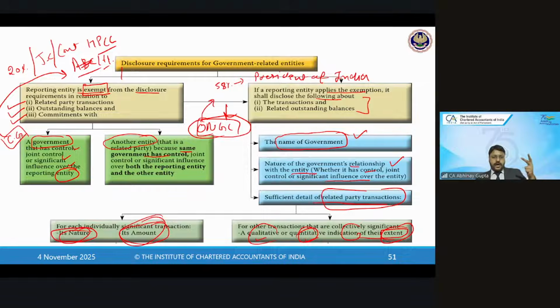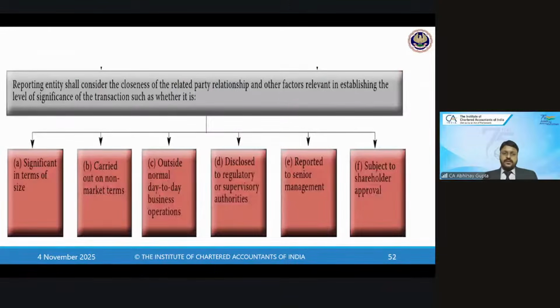And furthermore, a relaxation is for each individually significant transaction. So if the transaction is significant, then only the individual transaction amount is required. But if we say no, individual transaction is not significant, but collectively the total of transactions is significant, then the amount is not required to be individually disclosed for each transaction, rather the total of all the transactions, right? So that is another kind of subdued relaxation, right? But now the point, what is significant, right?